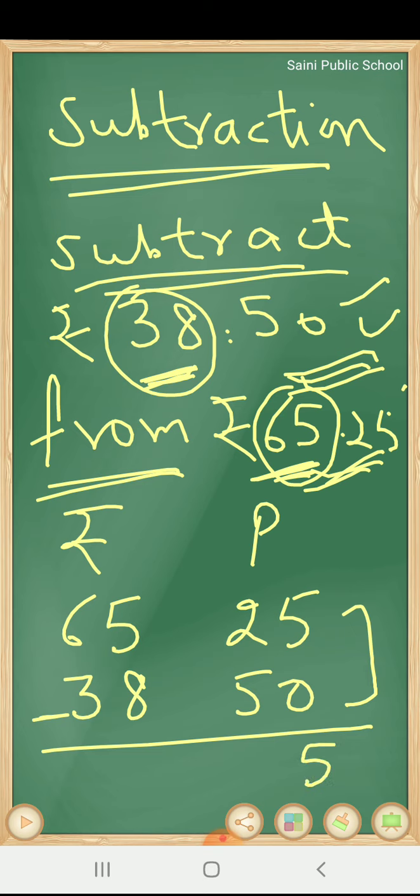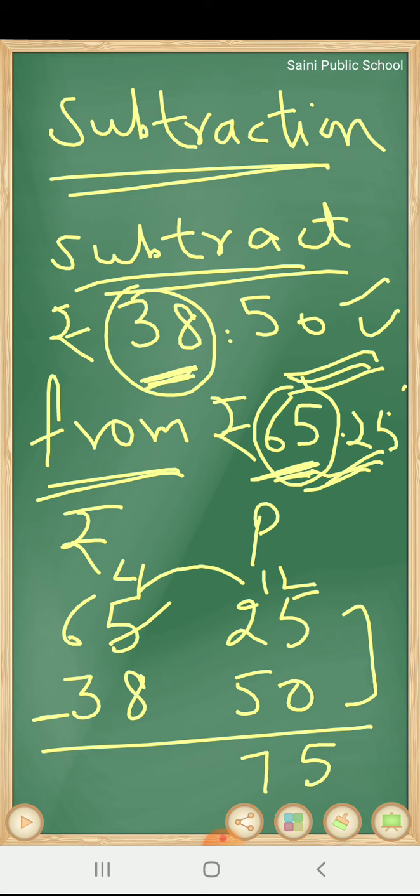2 minus 5 is not possible because 5 is greater than 2. What will we do? We will take borrow from this side, from the rupees side, and it will become 12 and it will become 4. Now 12 minus 5, 7.